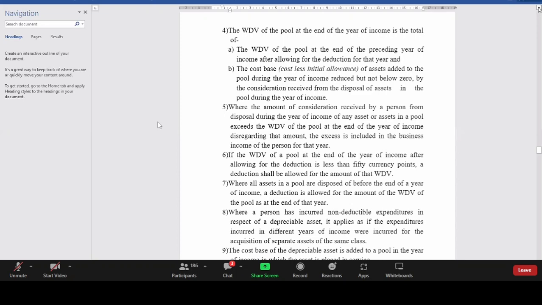Guys, let's go slow. But subsection 5, where the amount of consideration received by a person from disposal during the year of income of any asset or assets in a pool exceeds the written down value of the pool at the end of the year of income, disregarding that amount, the excess is included in business income of the person for the year. What do we mean by that?